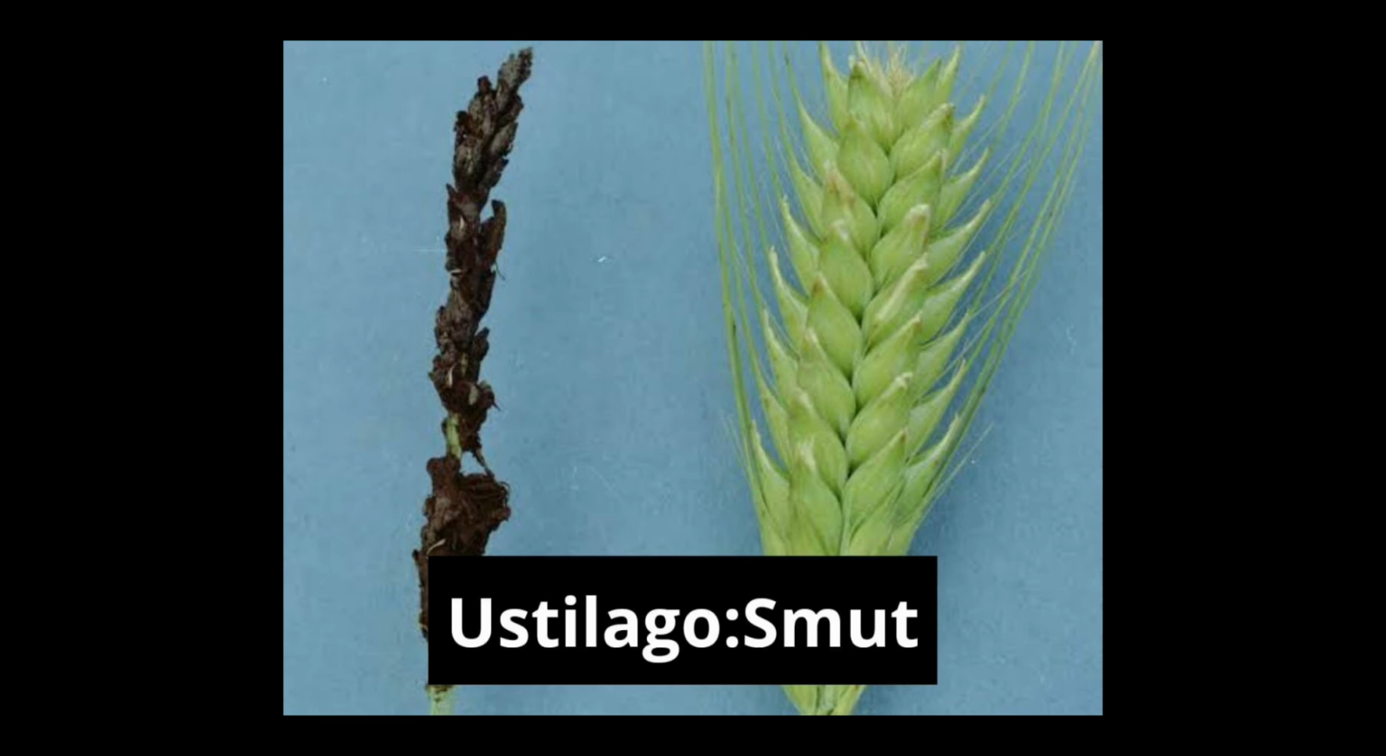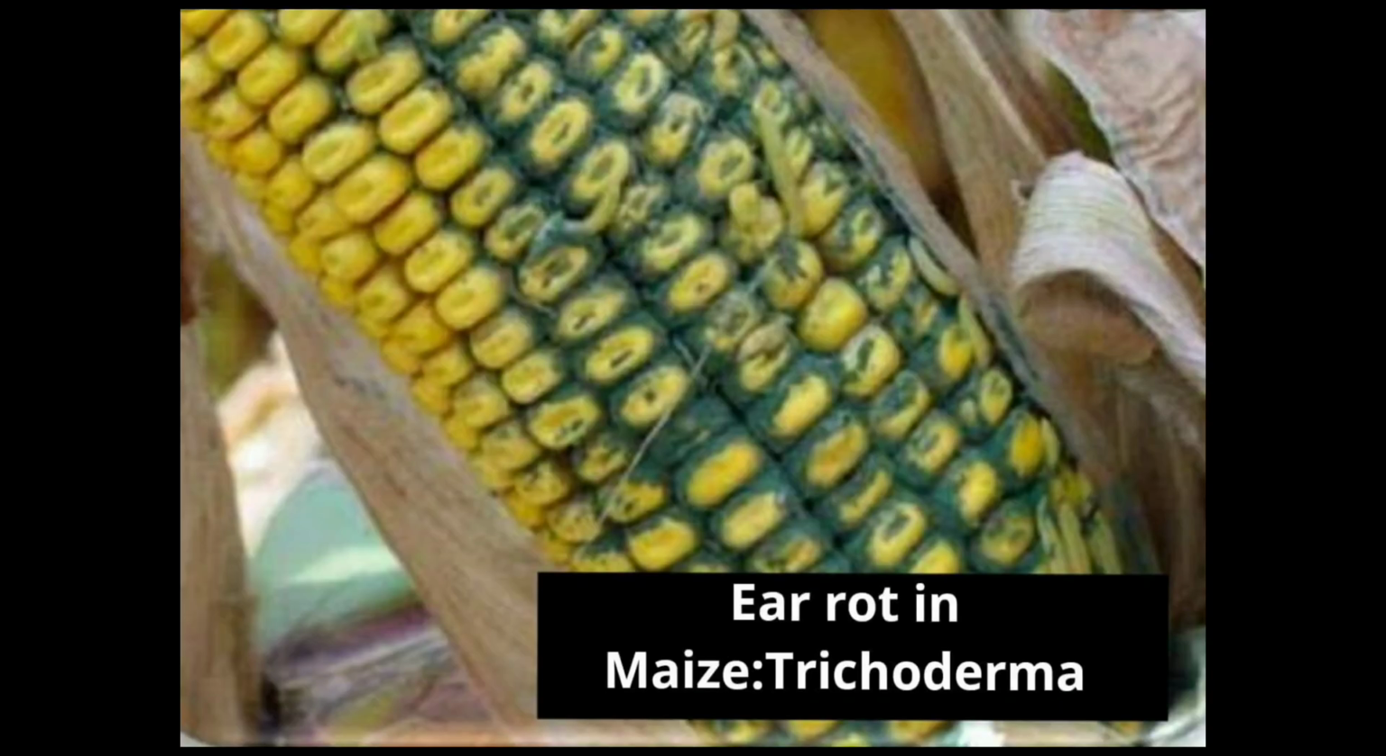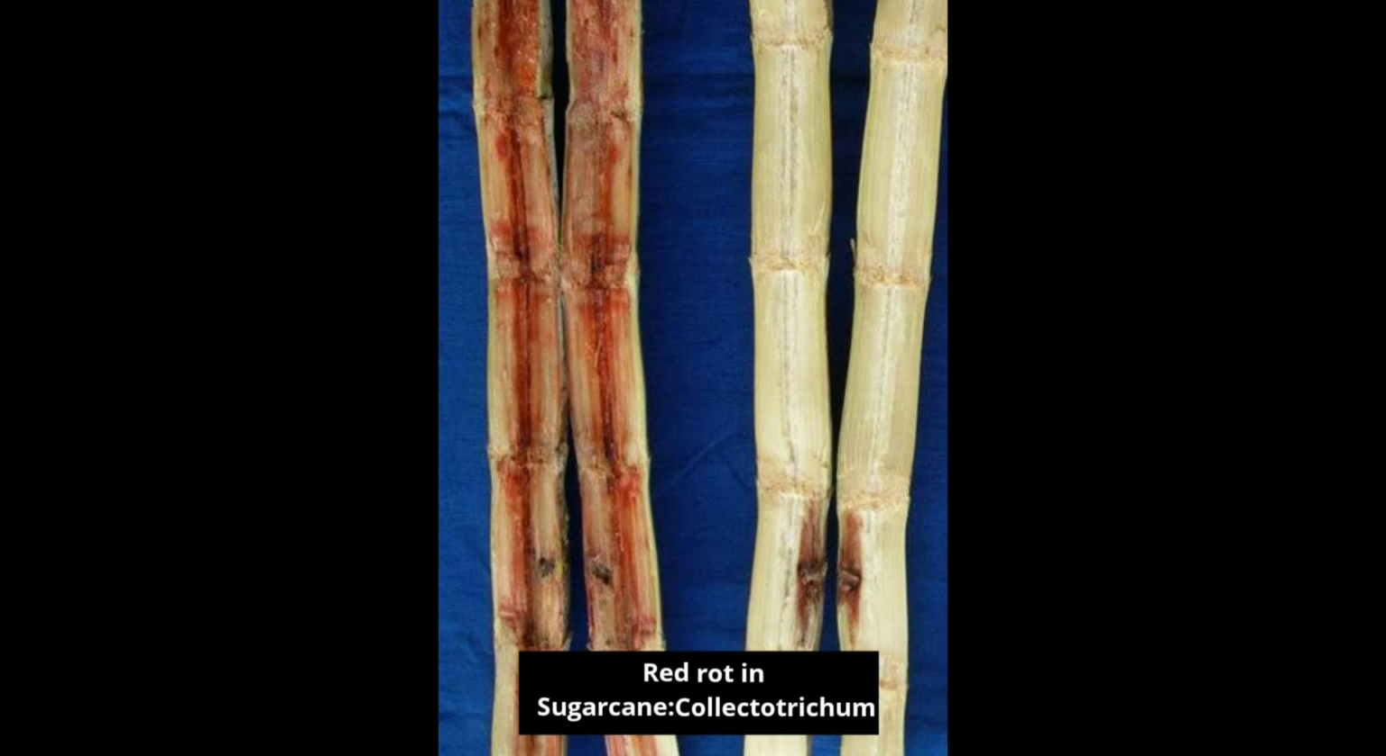The last class is called Deuteromycetes, under which Alternaria comes, which causes early blight in tomato. Then Colletotrichum causes red rot of sugarcane, and Trichoderma causes ear rot in maize. We can see Colletotrichum here, which causes red rot in sugarcane. All these three are members of the last class called Deuteromycetes.